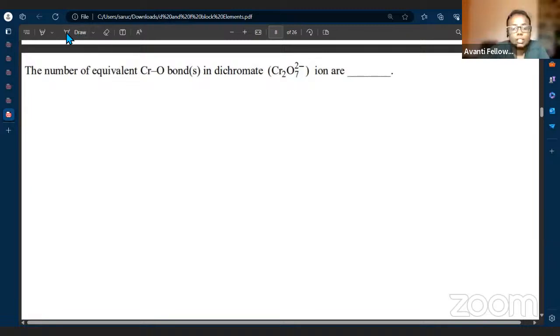So draw the structure of Cr2O7 2 minus and find out how many equivalent Cr-O bonds are present. I'll wait for 2 minutes. Can you just solve this question? The number of equivalent Cr-O bonds present in the dichromate Cr2O7 2 minus ion. Just draw the structure, you'll get the answer.